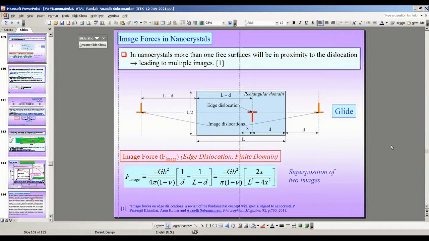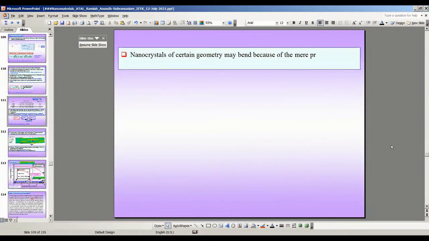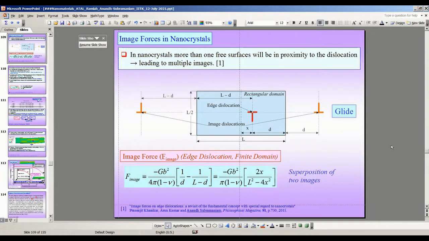When you reduce the size of nanoparticles or nanocrystals, what might happen below a certain critical size is that the nanoparticles may become spontaneously dislocation free. Suppose I measure the yield strength of a nanowhisker, which is free of dislocations. Then I would find that it yields of the order of gigapascals, right?